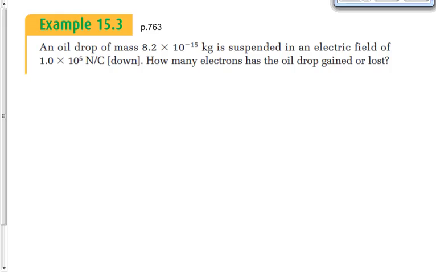So here we have a problem where an oil drop, not an electron, but an oil drop, is suspended. Okay, this is a good thing because we know how to deal with this when the oil drop is suspended. In an electric field of this value, how many electrons has the oil drop gained or lost? Okay, let's deal with that in a minute. Right now, let's just say we want to find the charge. What's the charge of this oil drop?